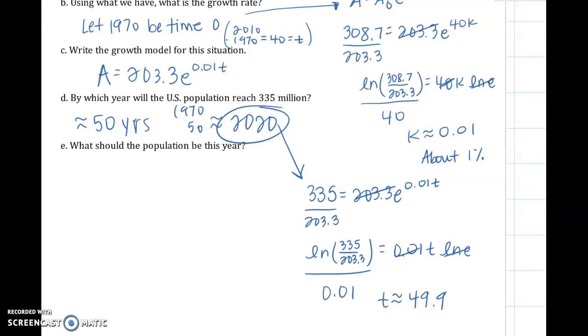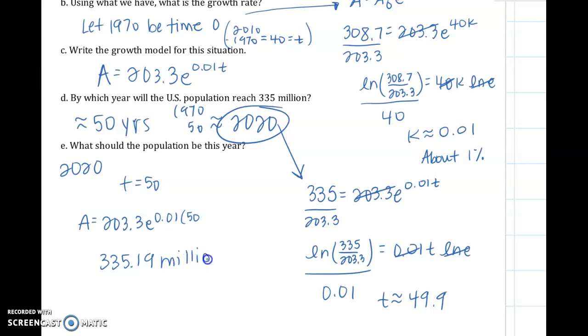Part E says, what should the population be this year? Lucky for us, our year is 2020 this year, so we should get approximately 335 million. What I would like you to do is go through, plug in, and solve for this year of 2020. In your model, t is equal to 50. So you're going to have A equals 203.3 e to the 0.01 times 50. When you plug that in, you get 335.19 million, which is approximately what it says.